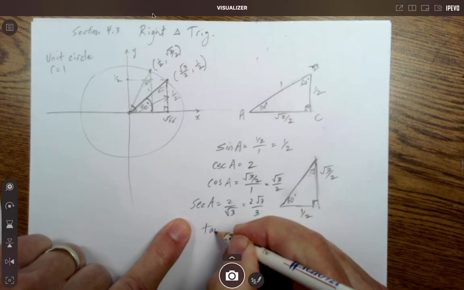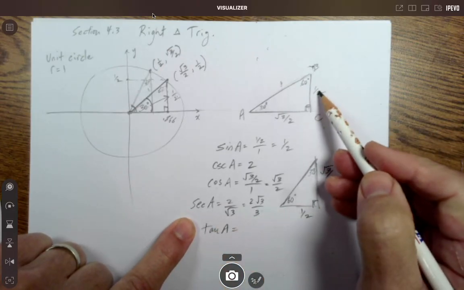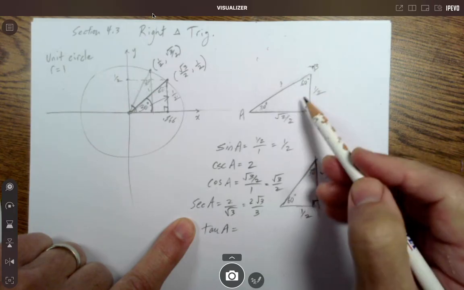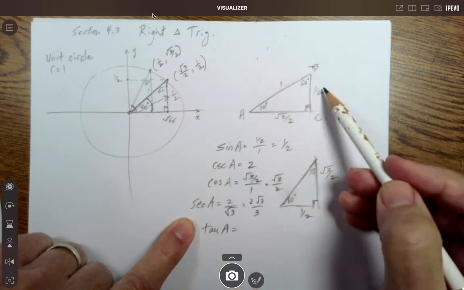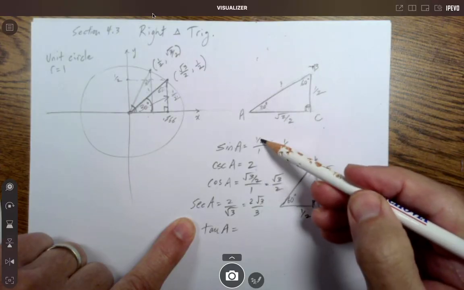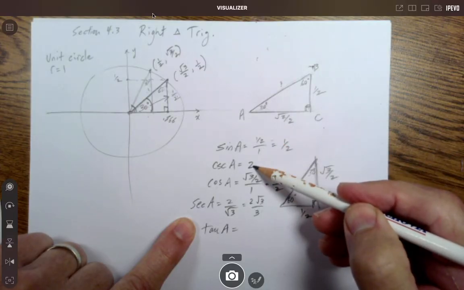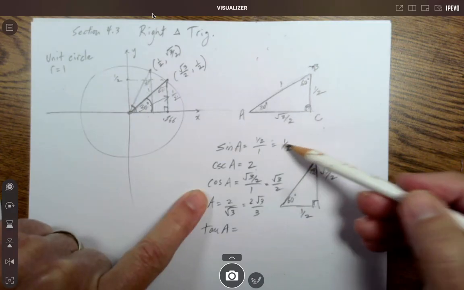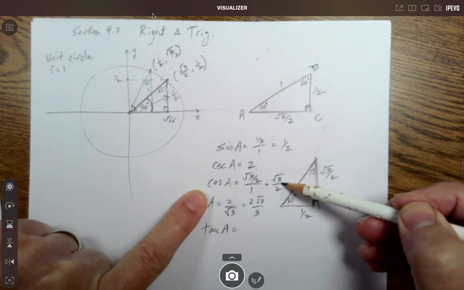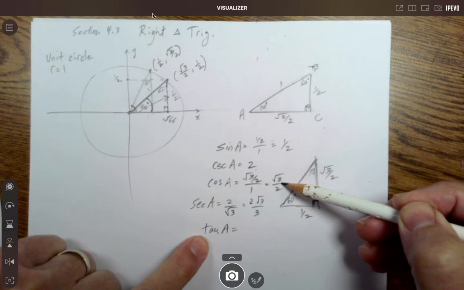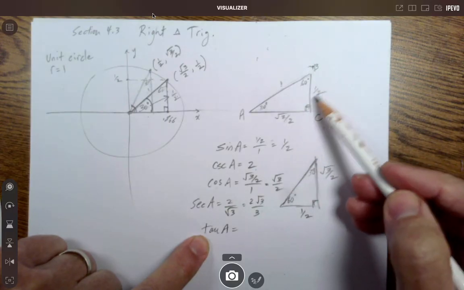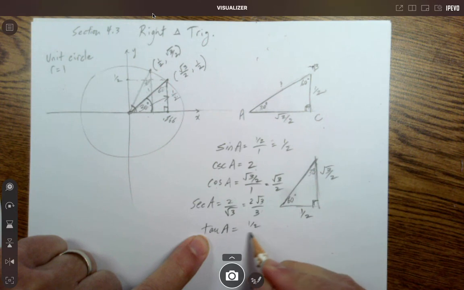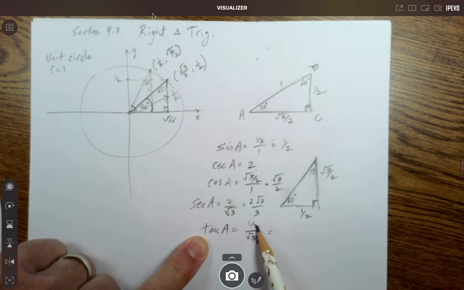And finally, the tangent of A. Now, the tangent of A is this side over this side, right? So this over this. It's sine over cosine. So it's 1/2 over... sorry, 1/2 over that. But I could just put this side over this side. So it's 1/2 over square root of 3 over 2. And since both of these have denominators of 2, they just cancel. So that's 1 over the square root of 3.